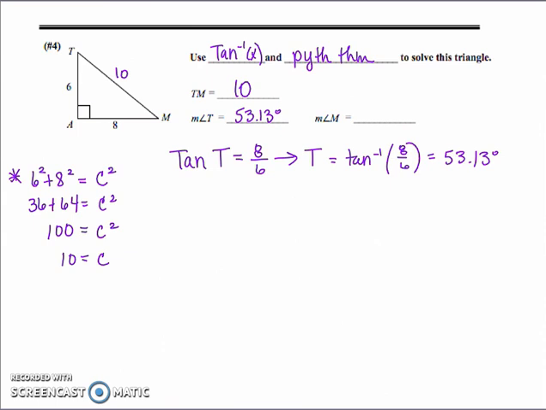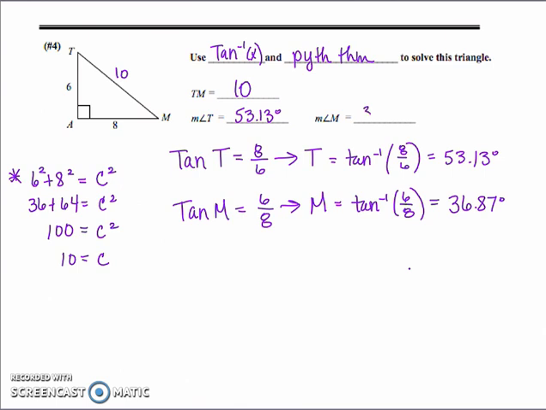And I can do the same thing to find angle M. The tangent of angle M is going to be equal to opposite over adjacent, so 6 over 8. That means angle M is going to be equal to the inverse tangent of 6 over 8, which gives us an angle measure of 36.87 degrees. Could you have also subtracted from 180 to get that answer? Absolutely. All right, we found all three angles. We found all three sides. Triangle solved.